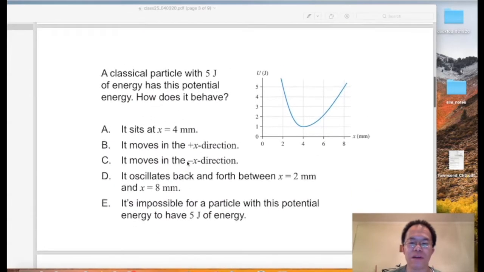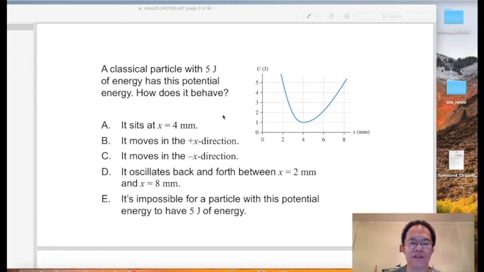So let's take a moment now to do a clicker question about a potential energy diagram. Here we've got potential energy as a function of position. So take a moment and let's think about this.